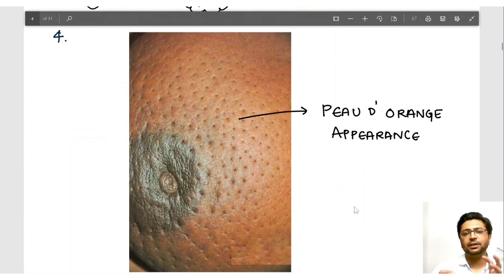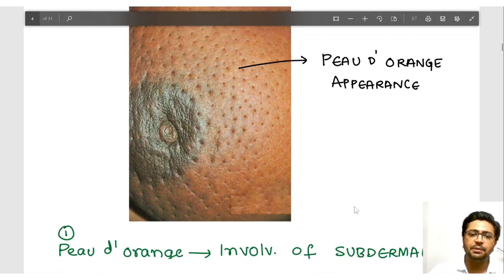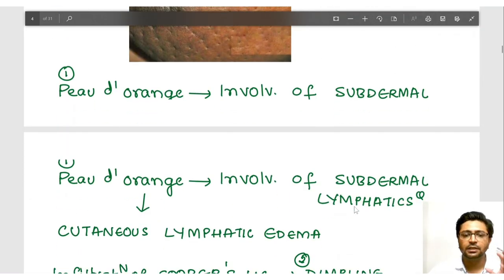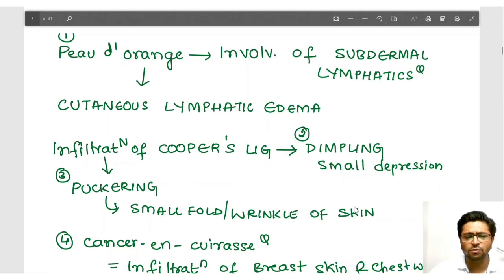This particular image was shown, and it is very classical, looks like an orange peel. So it is peau d'orange appearance. And what is peau d'orange appearance? It is nothing but the cutaneous lymphatic edema, and this occurs mainly because of involvement of the subdermal lymphatics. Let's try to solve other questions related to this.